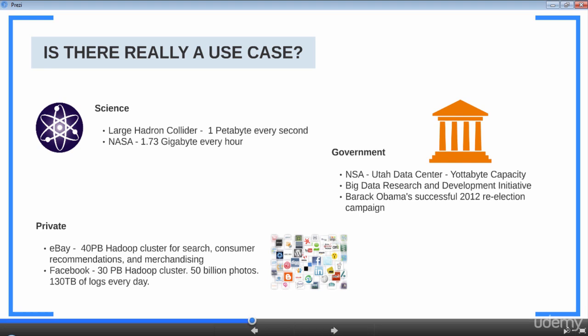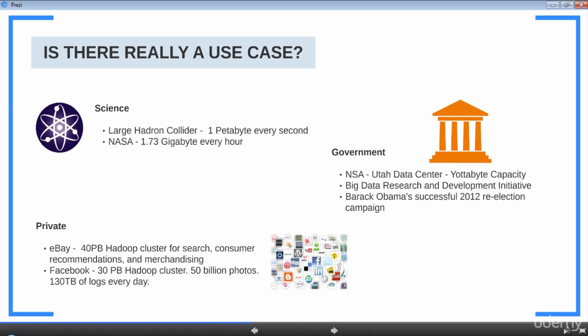Let's talk about science first. The Large Hadron Collider at CERN produces about 1 petabyte of data every second. That is right, 1 petabyte every second. Mostly sensor data from their equipments. Their volume is so huge they don't even retain or store all the data they produce. NASA gathers about 1.73 gigabytes of data every hour about weather, geolocation data from their satellites, etc.